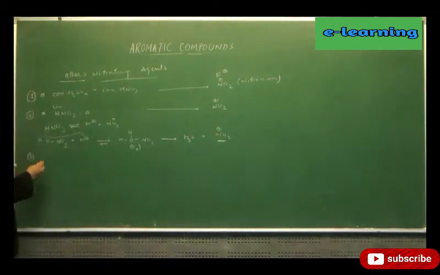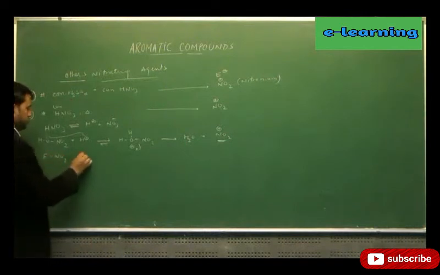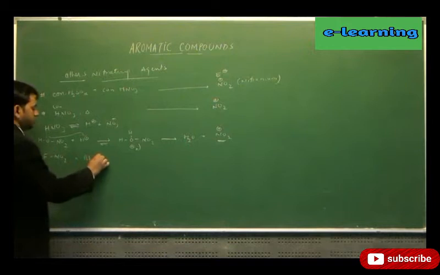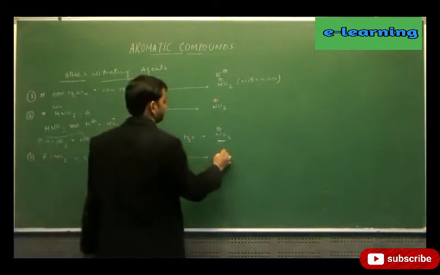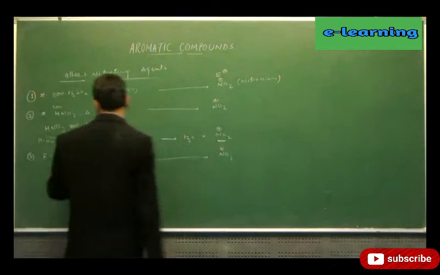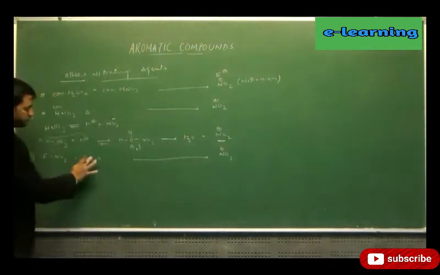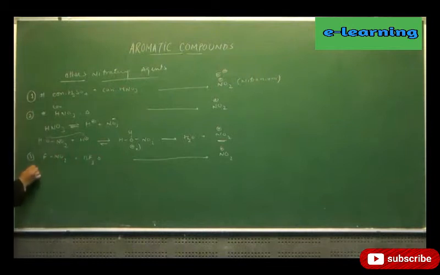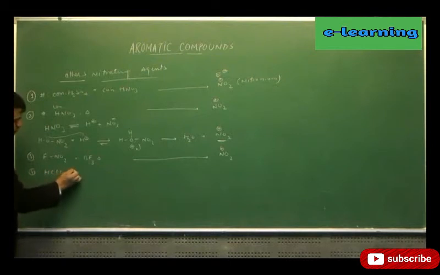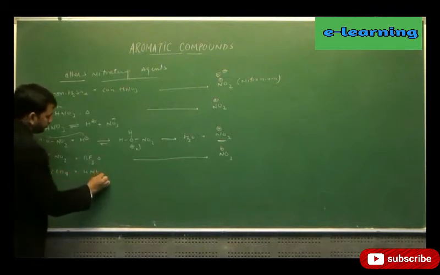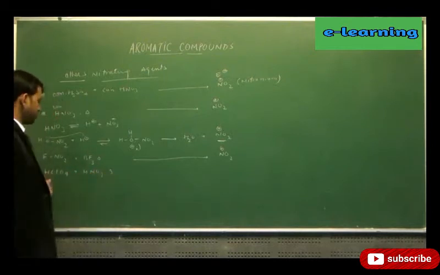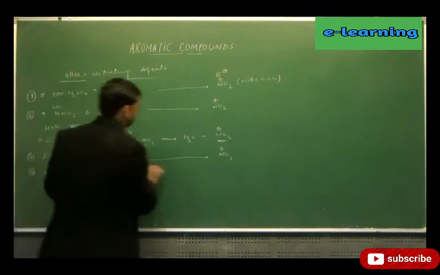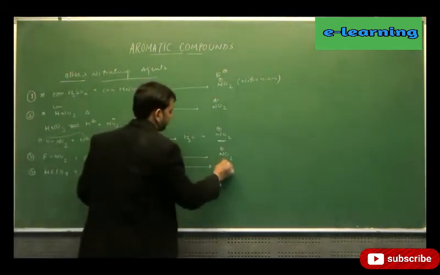Third, we can also use FNO2 plus BF3. It also gives the same nitronium. It absorbs the F, BF3, and the nitronium is formed. Fourth, HClO4 plus HNO3. HClO4 gives the proton, it accepts, and it also gives the nitronium, NO2 positive, as electrophile.